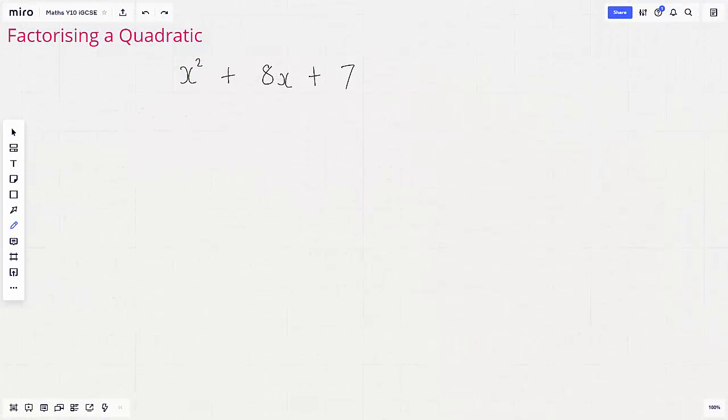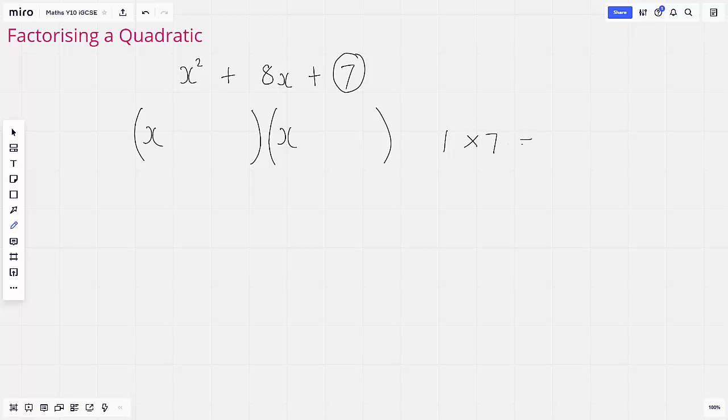So let's put down then the two brackets we're going to need to solve this expression to factorize it. We'll put in x and x to get our x squared. We multiply those together. Now we need to look at this 7 and ask ourselves, what are the factors of 7? Well, this is fairly easy. 1 times 7 gives me 7, or of course 7 times 1 gives me 7. There's no other factors of 7 because 7 of course is a prime number.